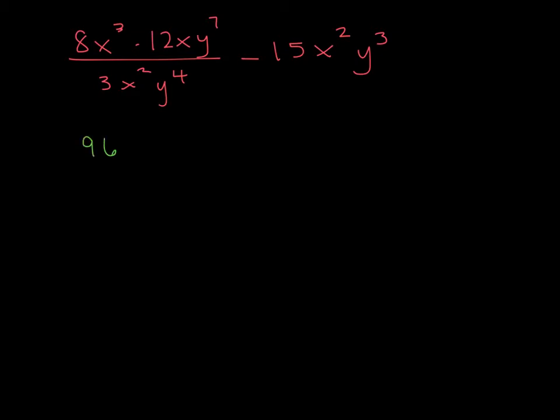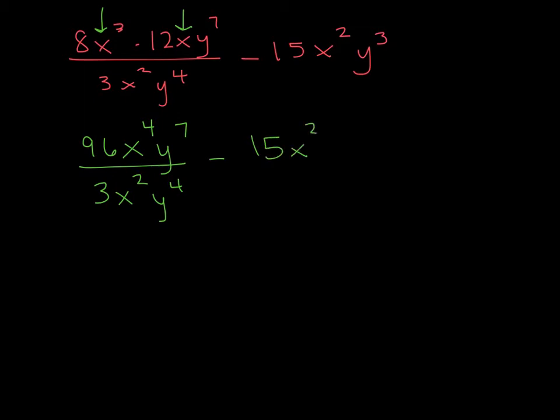Then I'm multiplying x to the 3rd times x. So remember, you keep your base and you add those exponents. Then you still have that y to the 7th that's part of that product. Then that's going to get divided by 3x squared y to the 4th, and I still need to subtract 15x squared y cubed from that.